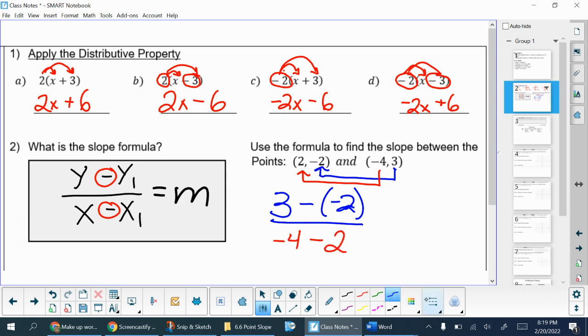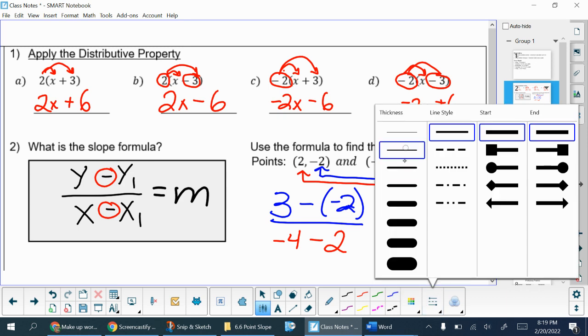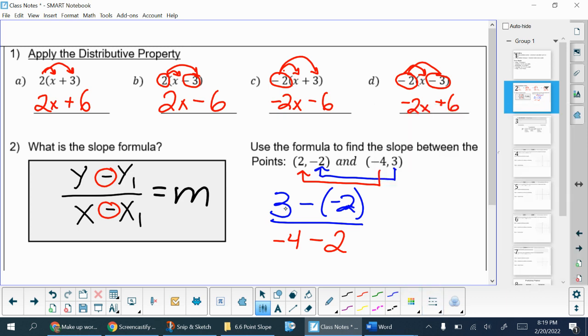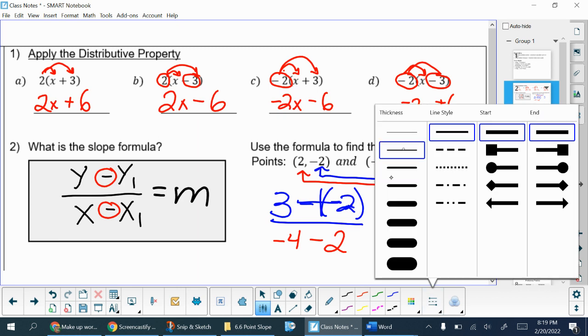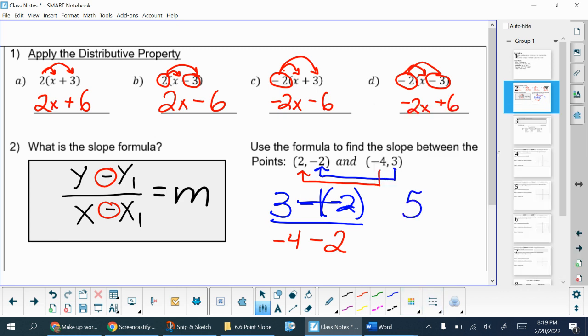Then we can go ahead and simplify both of those things. So 3 minus negative 2, we're going to change that into a plus. 3 plus 2 is 5. And then on the bottom, negative 4 minus 2 is negative 6. I got a little bit ahead of myself there. And so we always will write the negative not in the bottom. So we'll always write it like negative 5/6 as our slope.